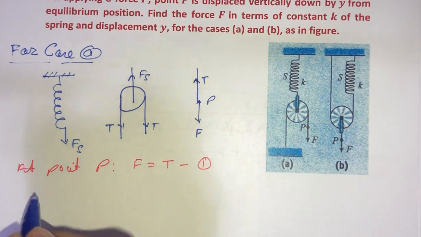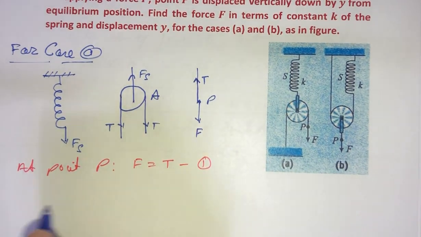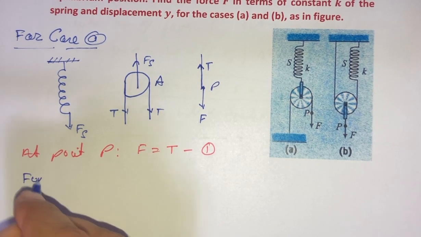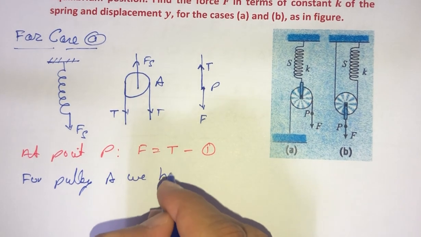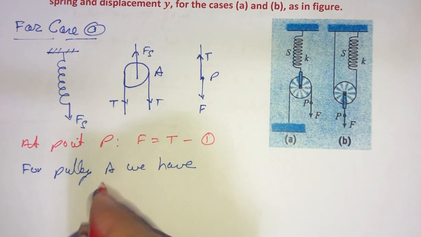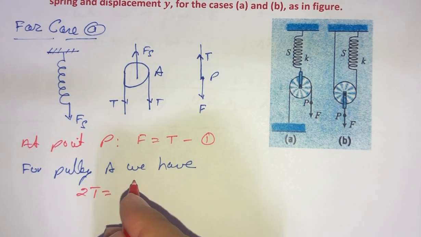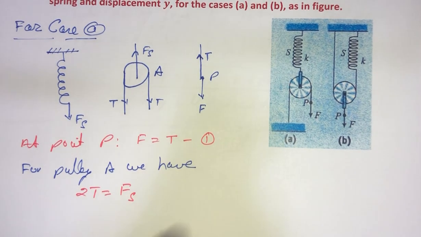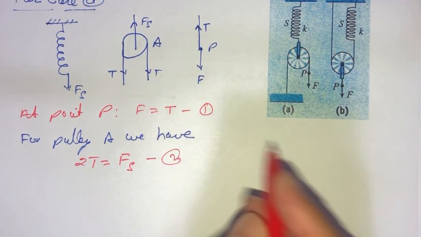And in case of the pulley, let us call this pulley A. For pulley A, we have 2T equal to Fs. Let this be equation number 2.